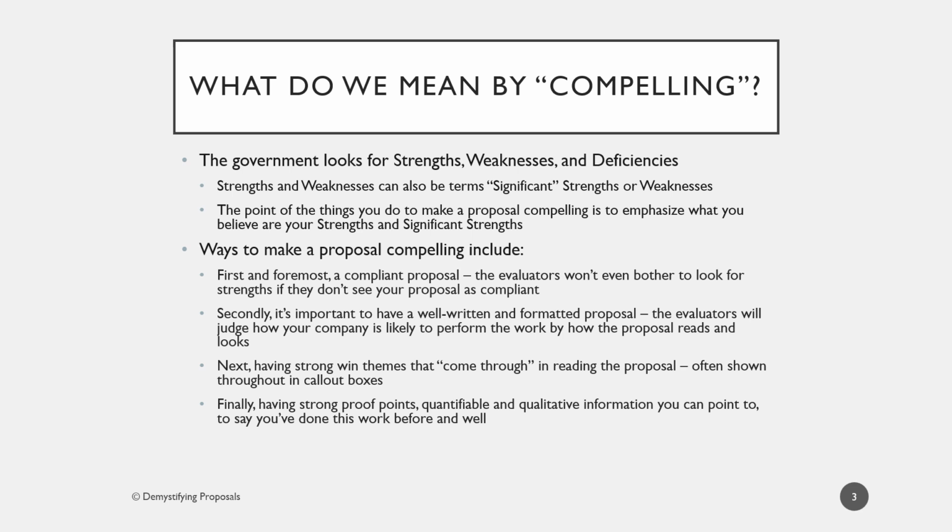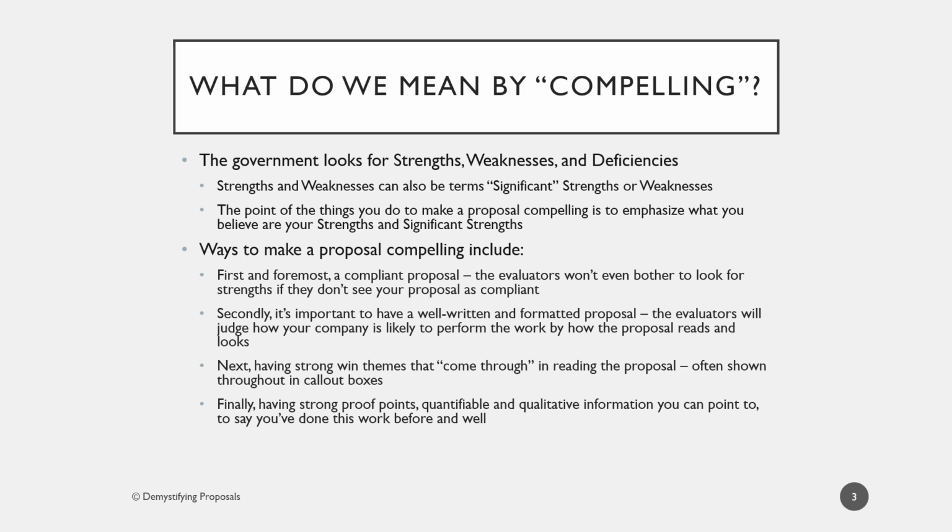The government looks for strengths, weaknesses, and deficiencies. Strengths and weaknesses can also be termed significant strengths or significant weaknesses. The point of the things that you do to make a proposal compelling is to emphasize what you believe are your strengths and significant strengths.